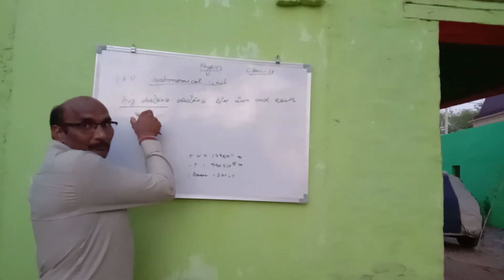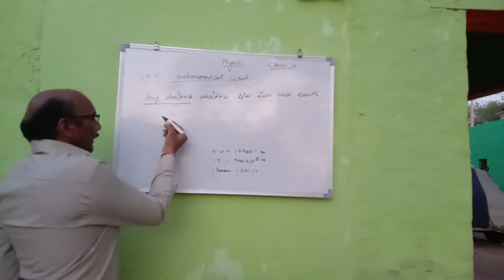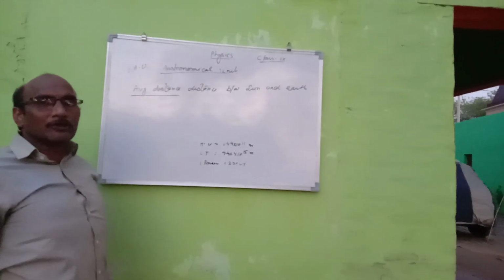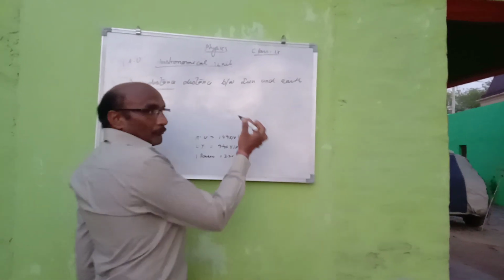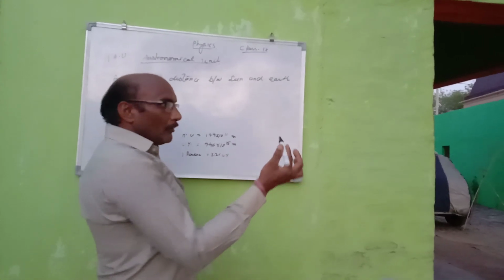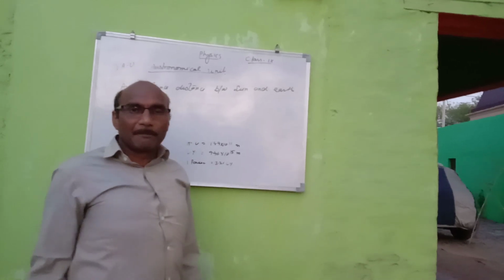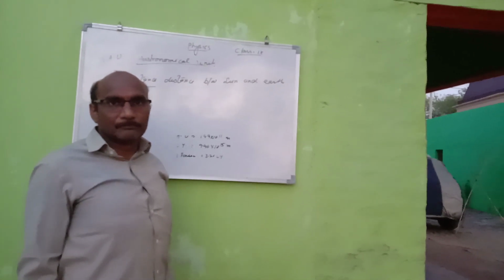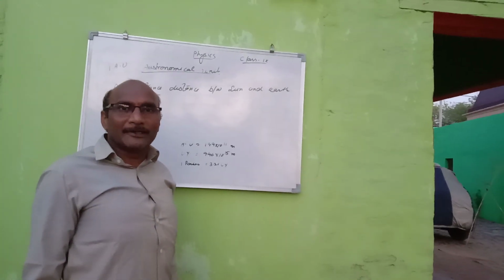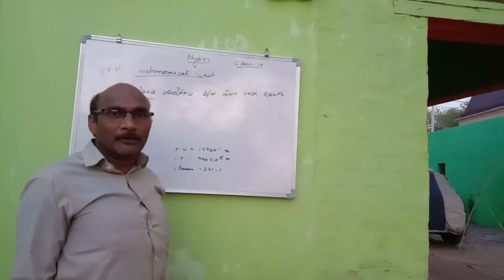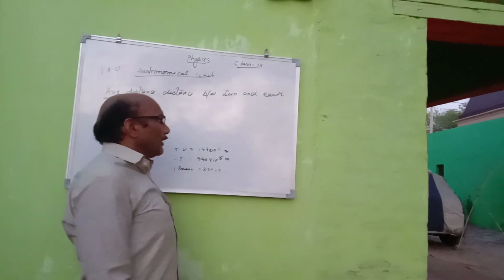The average distance means, as we know, as per Kepler's law, in the first law, Kepler has stated that all the planets revolve around the sun in elliptical path. Again, I will tell you the first law of Kepler. Kepler stated in his first law that all the planets revolve around the sun in an elliptical path.